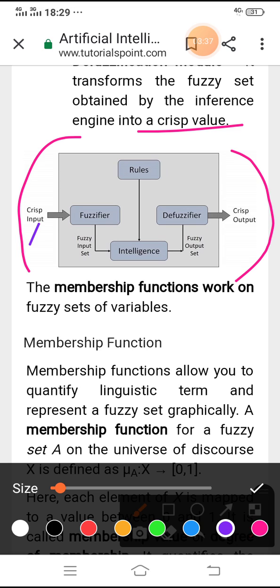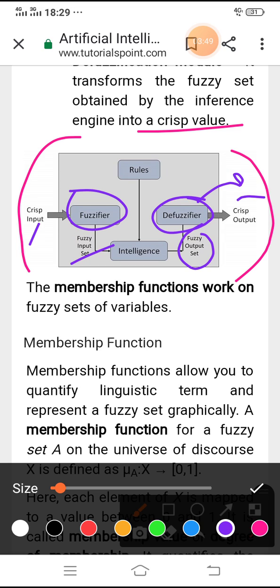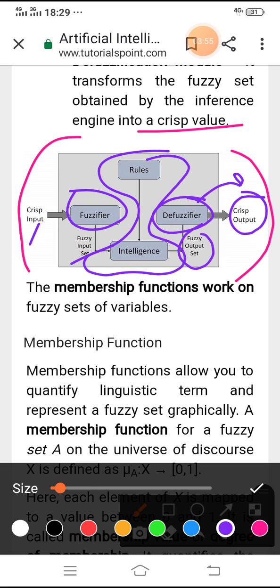We have the crisp input. It will go as an input to the fuzzifier. Then the fuzzifier will convert it into fuzzy input sets. Then the defuzzifier will take the fuzzy output sets and convert them into crisp outputs. But in between, there are the rules and intelligence. These rules are the knowledge base, because it stores information in if-then rules, and the intelligence is the inference engine, because it is concluding something, including new information, using that knowledge base.